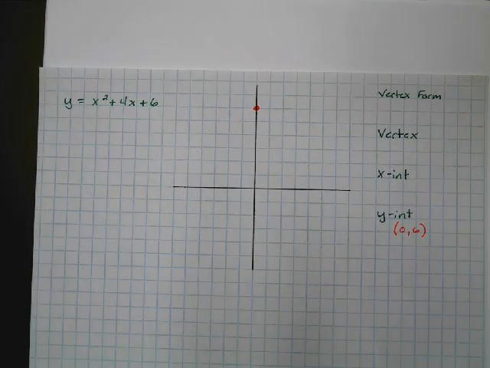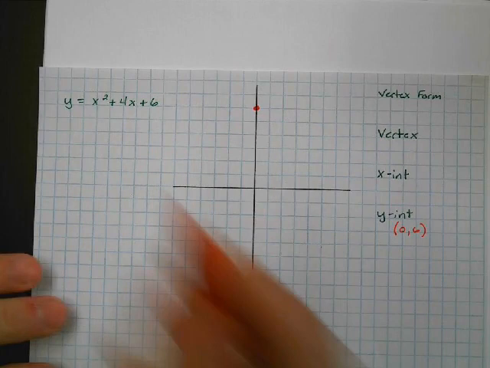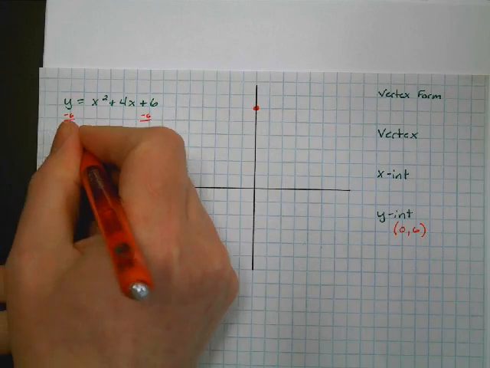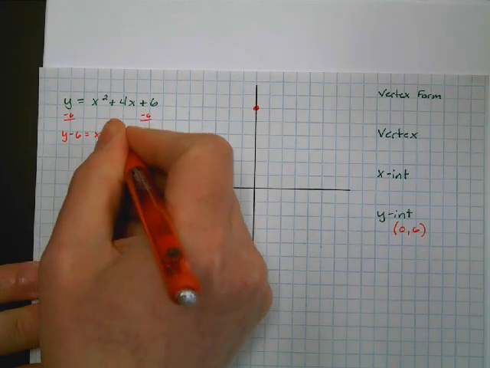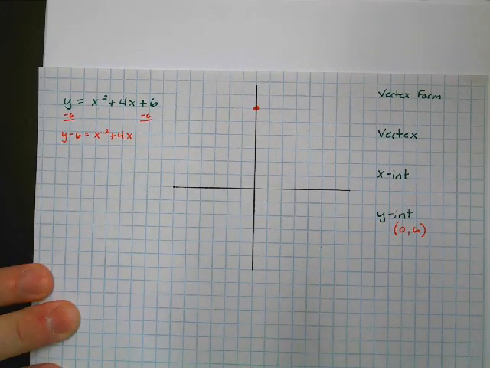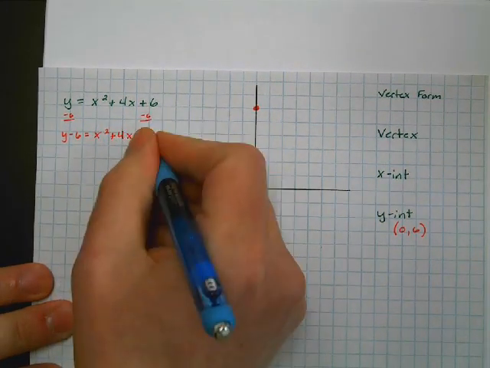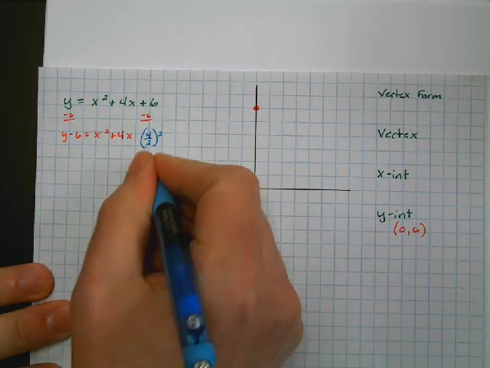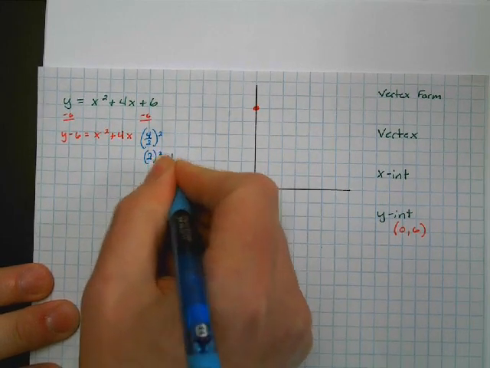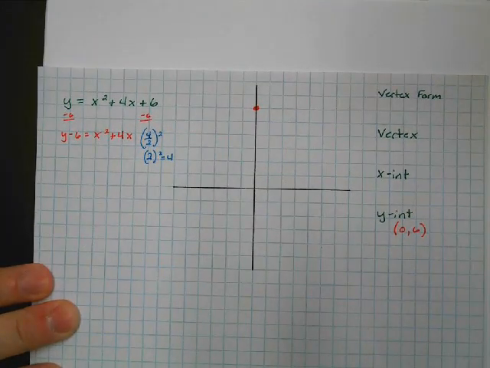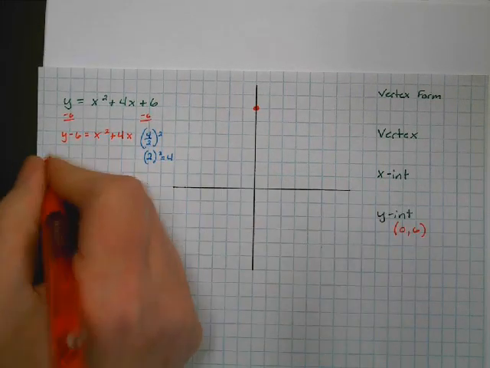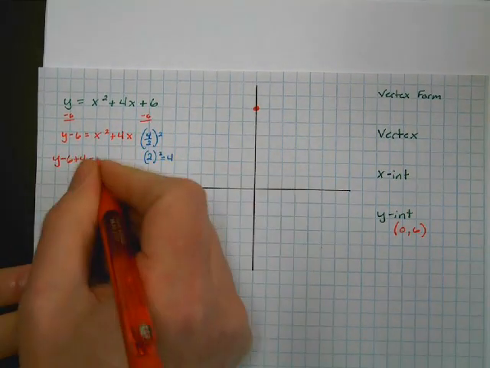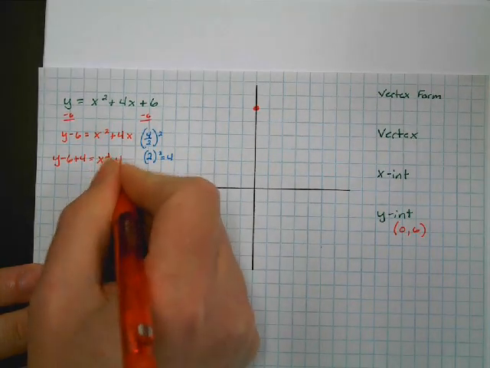All right, vertex form. Let's convert this to vertex form. Our steps, again, from last lesson, is to subtract 6 from both sides. I get y minus 6 equals x squared plus 4x. Next step, I'm going to complete the square. I'm going to take 4, divide by 2, and square it. 4 divided by 2 is 2. 2 squared is 4. So 4 is the number that we're going to add to both sides. So I do y minus 6 plus 4 on that side, and on the other side, x squared plus 4x plus 4.